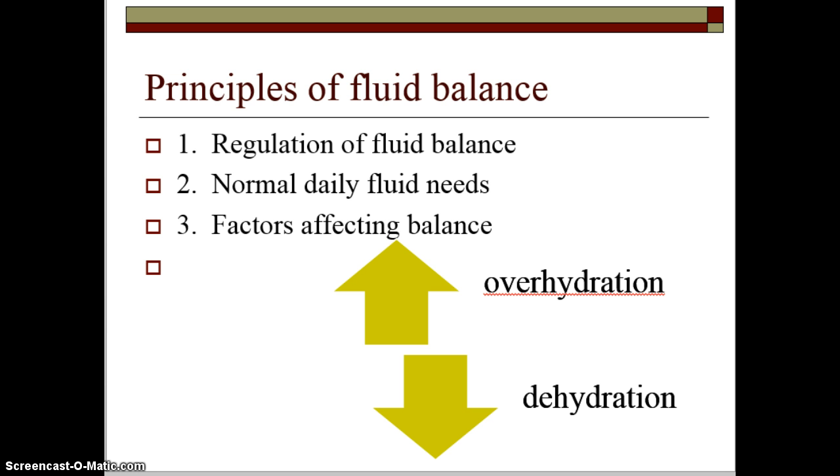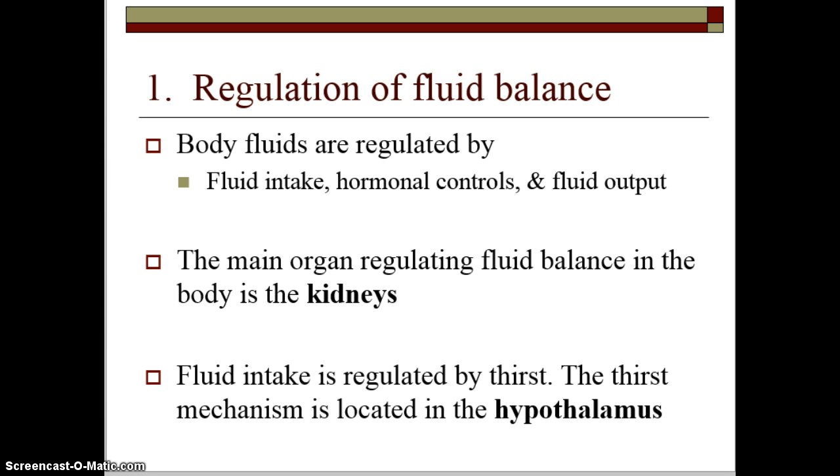quit drinking. As we look at regulation of fluid balance, we know that body fluids are regulated by hormones and the amount of fluid going in and out. Our main organ is the kidneys, and we look at the BUN and creatinine, the blood urea nitrogen and the creatinine levels, as well as specific gravity, to know how well those kidneys are functioning. Are they able to do their job, or is the whole body compensating as the person struggles with kidney failure?